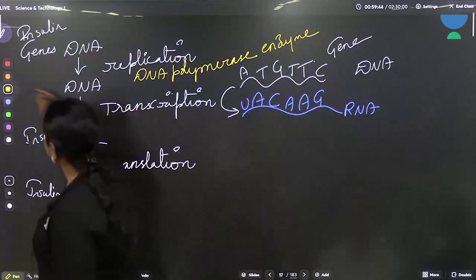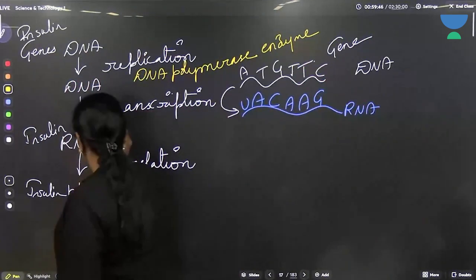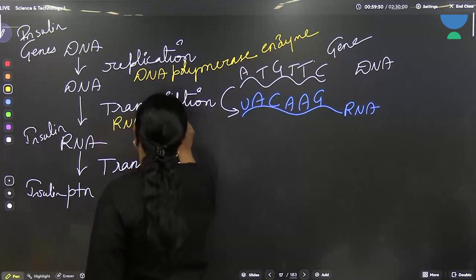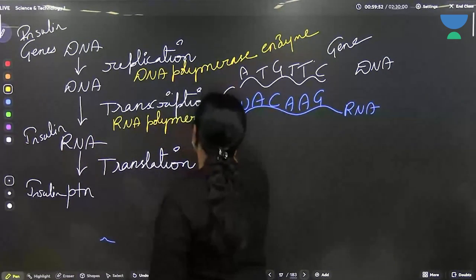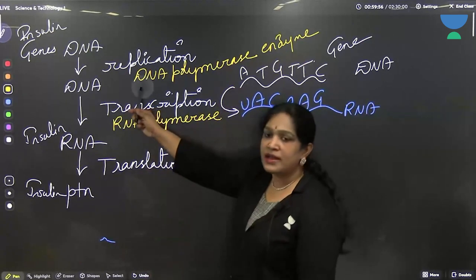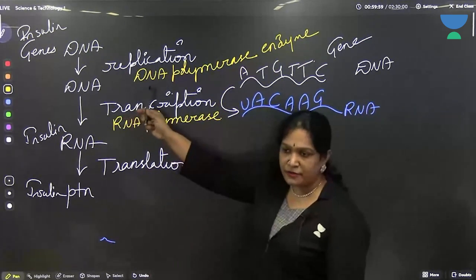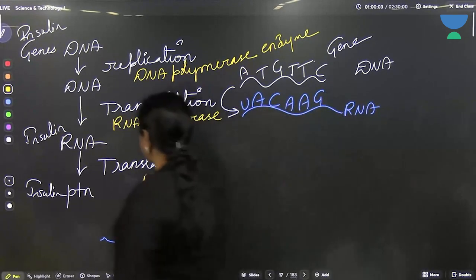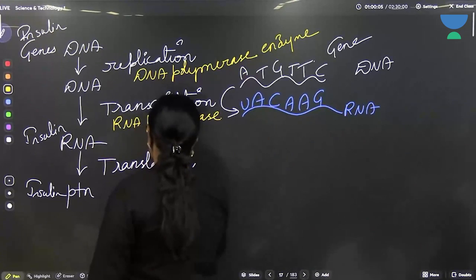And name the enzyme that catalyzes transcription. RNA polymerase. Simple. It is the enzyme that manufactures the RNA polymer, and this one manufactures the DNA polymer. And translation occurs in ribosomes. Did you hear the word ribosomes?